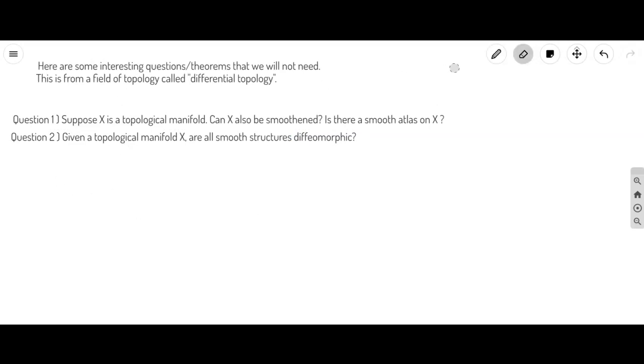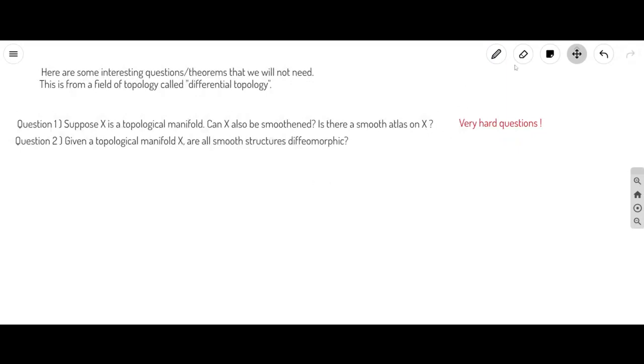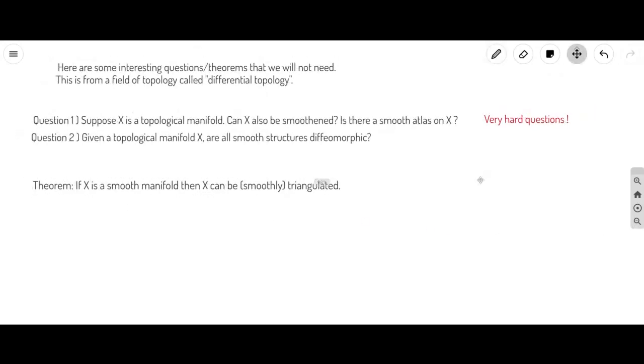And these are very difficult questions. Very hard questions. I'll give you the answer to this because it is well known now, but for a while, mathematicians were very confused by this. So let's talk about question 1. Let's write this theorem down. If X is a smooth manifold, then X can be smoothly triangulated. Whatever that means, but it could be triangulated. So a smooth manifold can be triangulated.